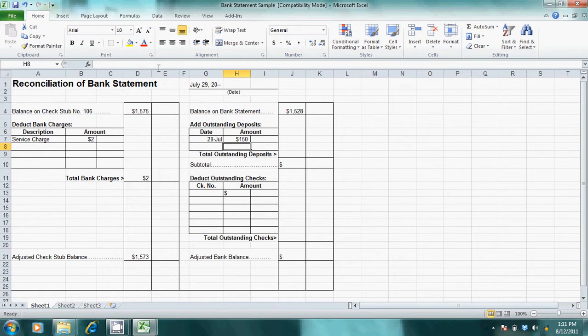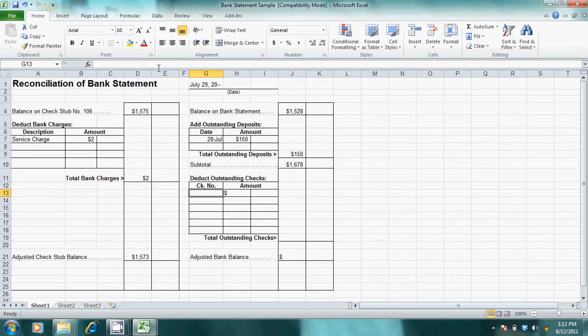An outstanding deposit is a deposit that has not been received yet by the bank, meaning you took it into the bank, but it did not appear on the bank's records yet. It will, but it's not appearing yet. It has to clear first. So it's 150. And you're going to add that into your balance, and you find out that you have $1,678.